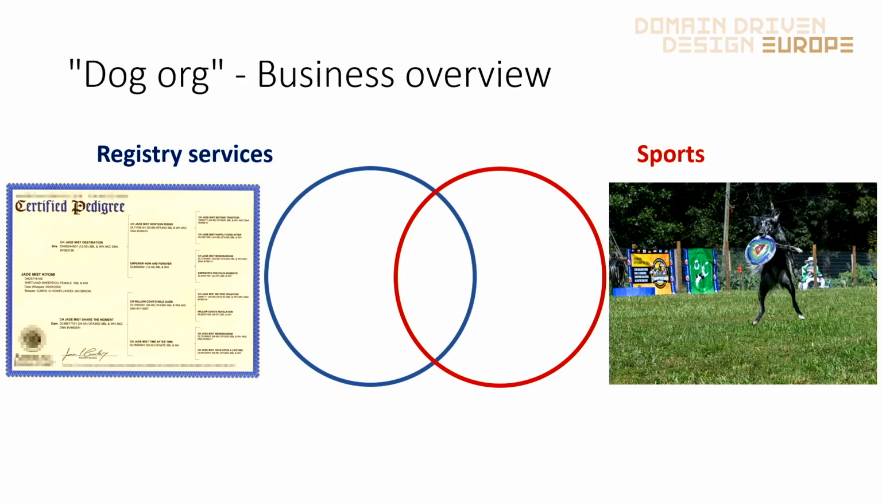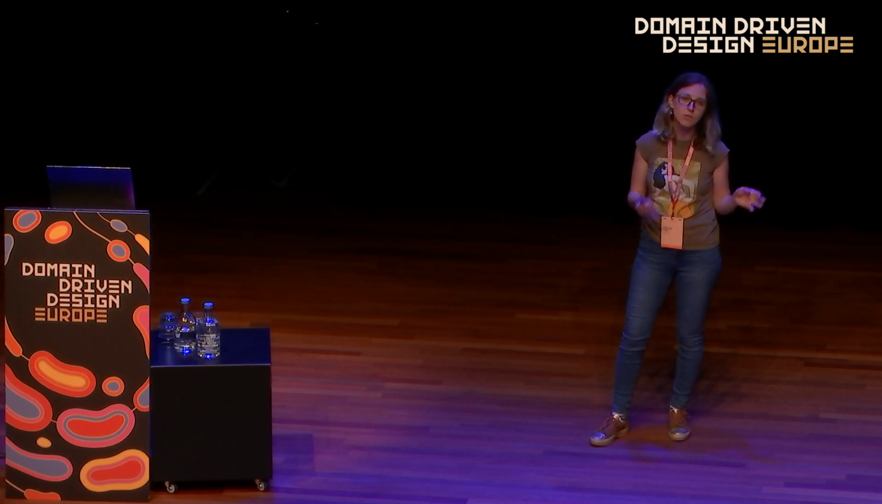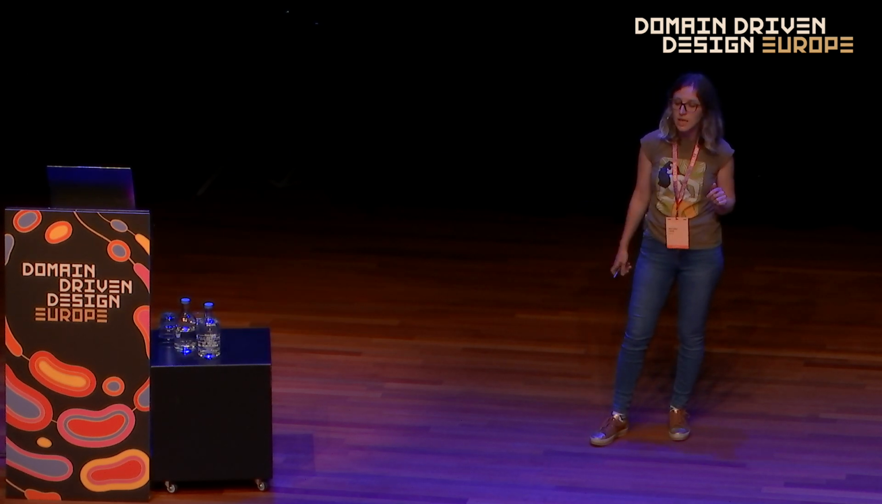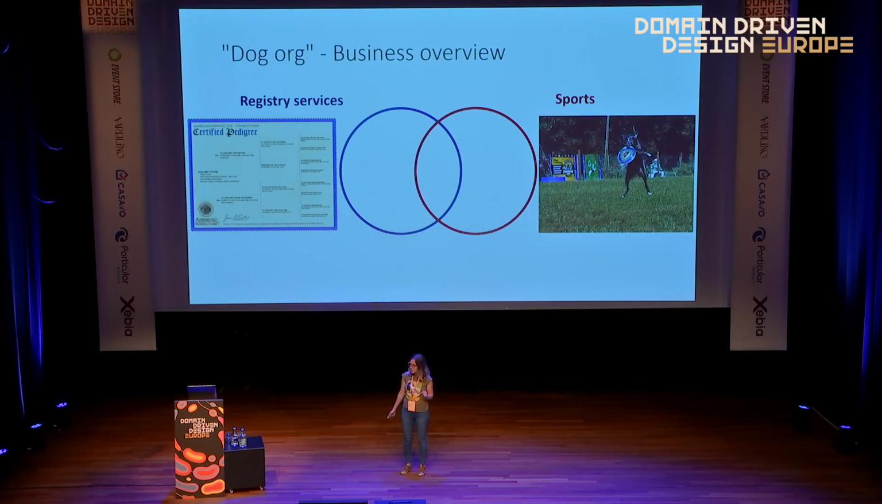That system has been used by a certain dog organization to manage all the work they do. For example, they run a registry of purebred dogs. So they keep track of family trees of dogs, they issue pedigrees, register breeders, and things like that. But also they do dog sports. And coming to this project, I had no idea how many different sports there are, or that there are any.